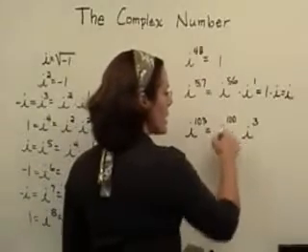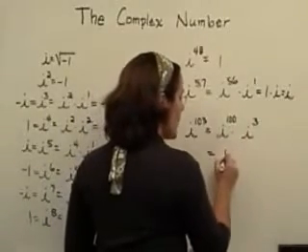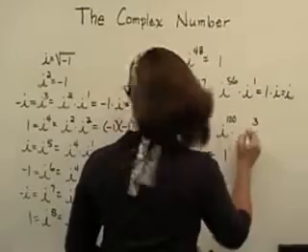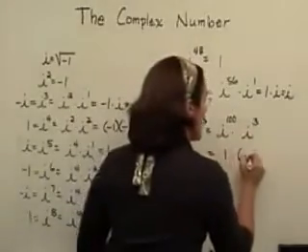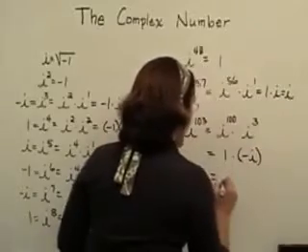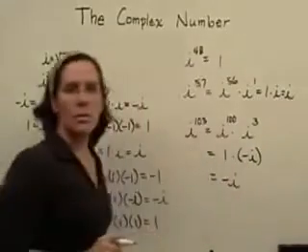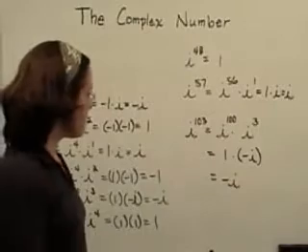That right there, because that exponent's divisible by 4, is equal to 1. I've already defined I cubed to be equal to a negative I, so I have 1 times a negative I, and that expression is equal to a negative I.